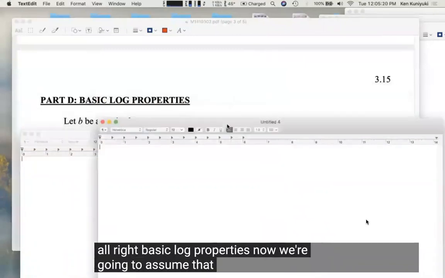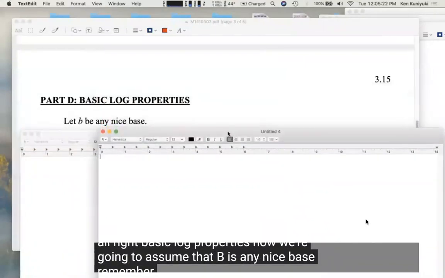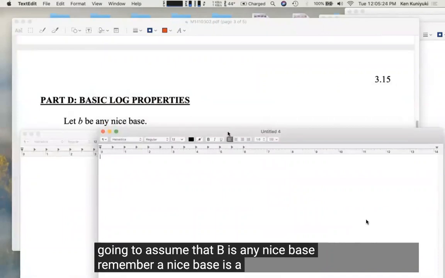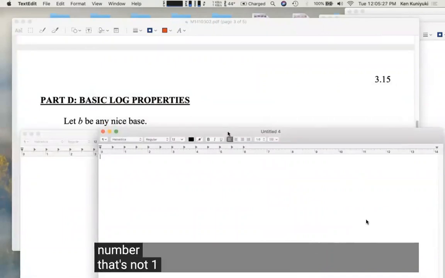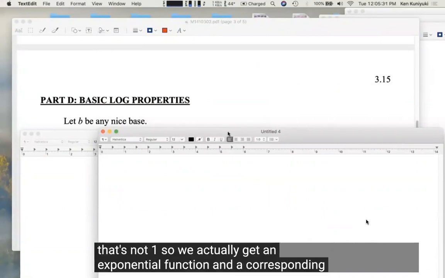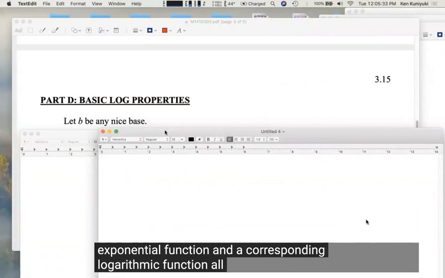Now we're going to assume that b is any nice base. Remember, a nice base is a positive number that's not 1. So we actually get an exponential function and a corresponding logarithmic function.